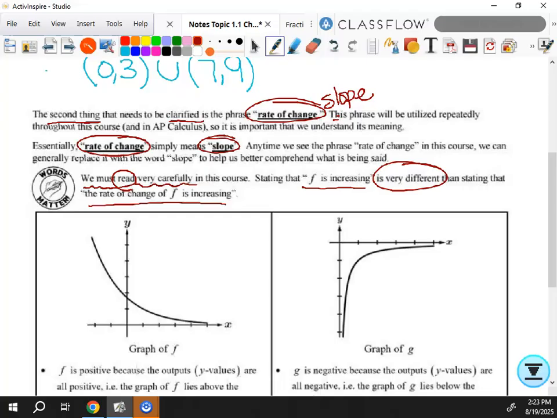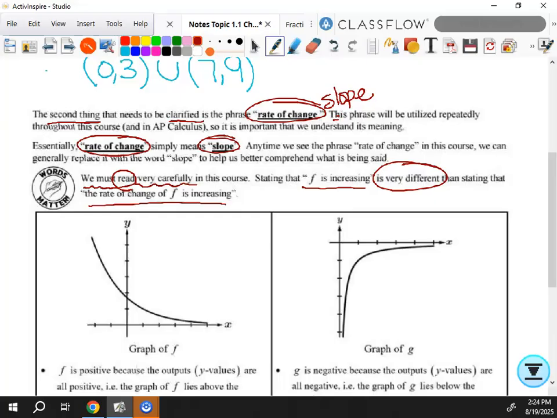So that's what I'm talking about when you say, is it increasing? I'm like, what is it? What are we talking about? Are we talking about the function? Are we talking about the rate of change of the function? Because those are two different things. They can both have the same answer depending on the graph, but they're two completely different concepts.